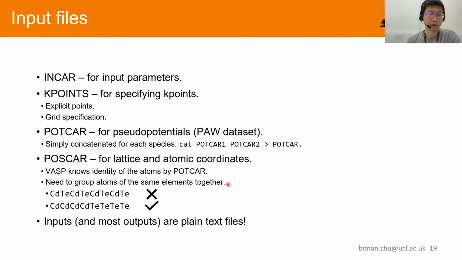So when you set up a calculation, or you specify your coordinates, you can't really do something like this. You have to group atoms with the same element together. In theory, you could do otherwise, but you would have to have a very long POTCAR, where cadmium and tellurium have to be repeated, and that's not very efficient. Those are just some small points. But in reality, although it sounds pretty complex, people have developed many scripts to do this efficiently.